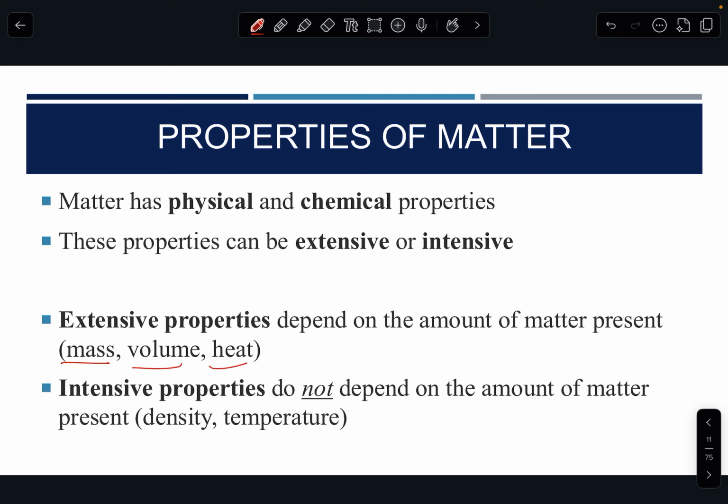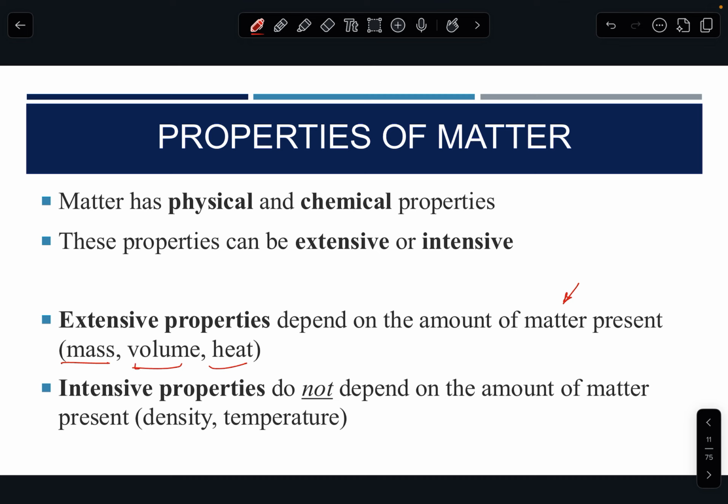And for quiz 1, I noticed that a lot of people said that it was the amount of mass of the matter that's present, and so that's not exactly true. The amount of mass is an extensive property, but it does not define extensive properties. If you answered this, I gave you the point, but it is the amount of matter that is going to determine the amount of mass, volume, and heat.